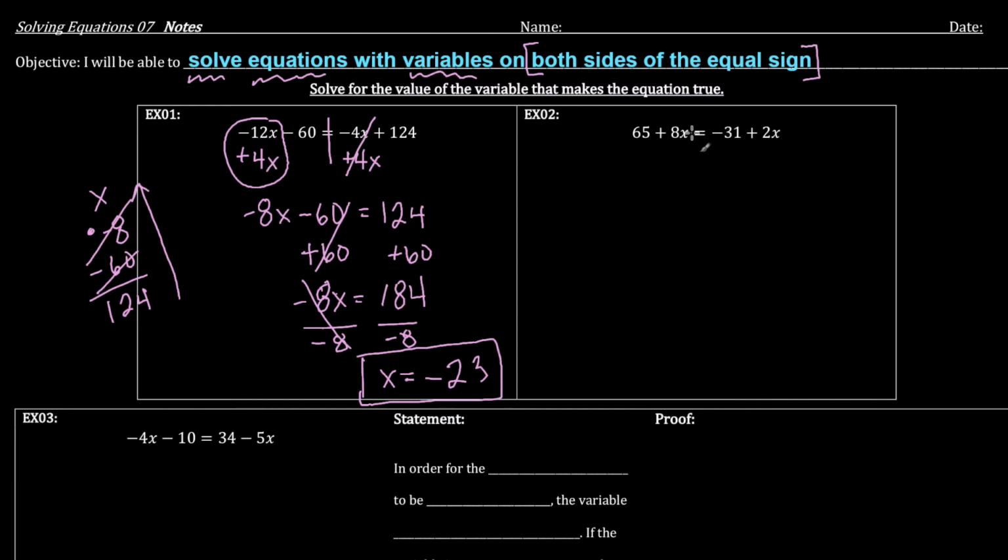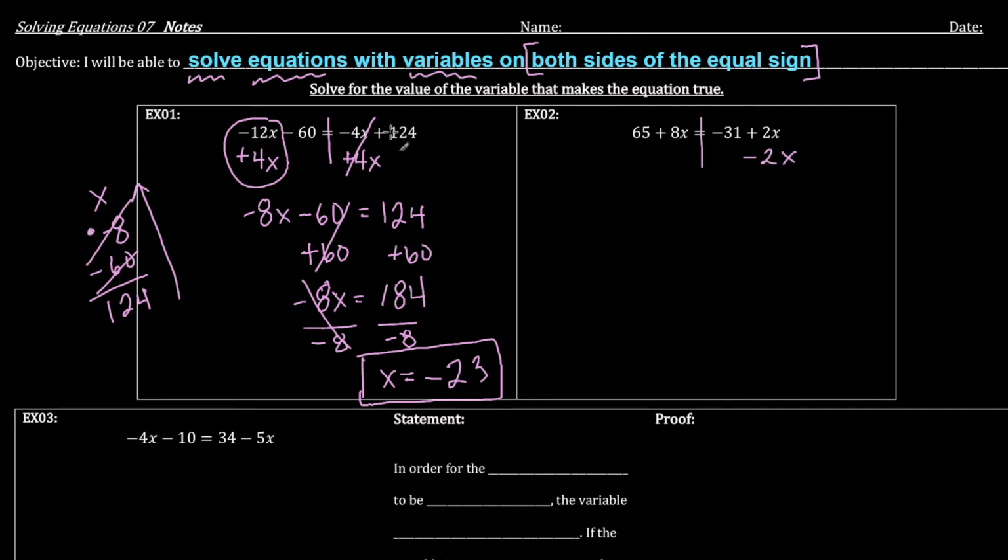Okay, so example number 2. Remember, we have a left side of the equal sign and a right side. On the right side, we have an x. On the left side, we have an x. Too many x's all over the place. So what I'll do is, you see this plus 2x here. To get rid of plus or positive 2x, I need to take away 2 x's.